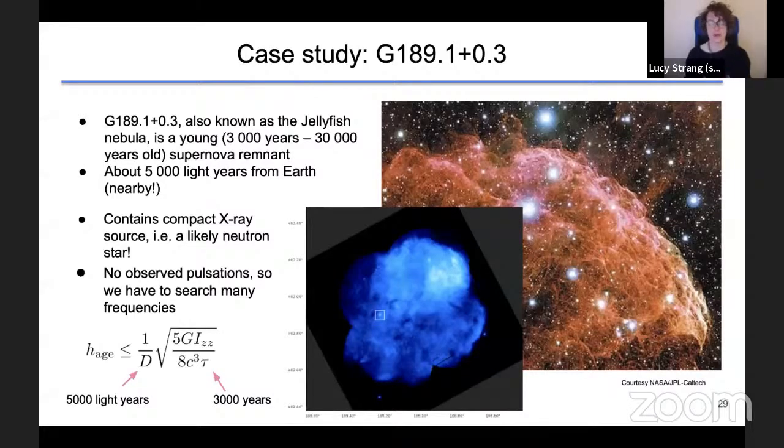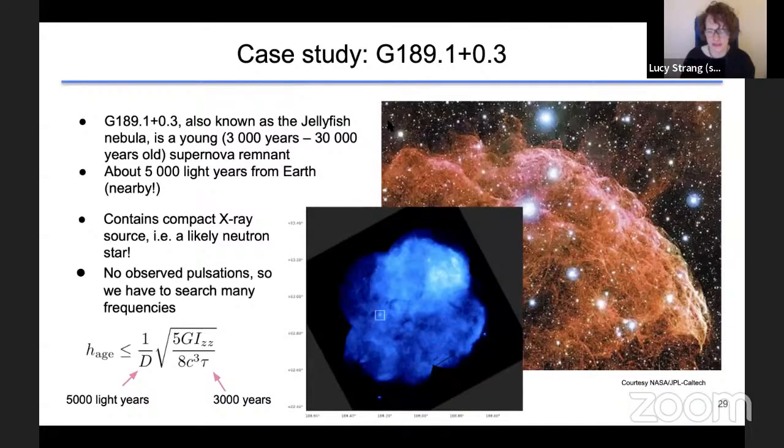Now, I mentioned we don't know what frequency this is rotating at, but we do know what the gravitational wave strain could be. So I've got a formula here, and if we can just quickly run through this, h is the symbol that we like to use to quantify how loud the gravitational wave signal is. And that's going to be less than this expression on the right, where d is the distance, that's 5,000 years. Big G is the gravitational constant. c is the speed of light. I is the moment of inertia. That's something that tells us how mass is distributed around the axis the neutron star is rotating about.